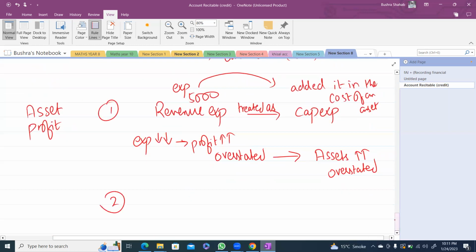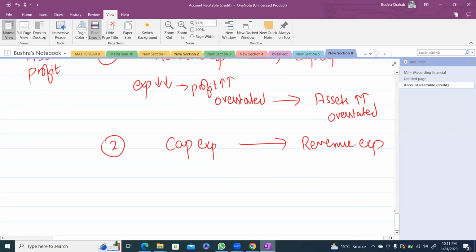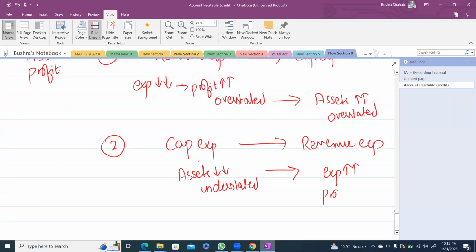And if it's vice versa, that there was a cost of an asset of 5 lakh, but you have written it as an expense in the profit or loss statement, what will happen? Simply, this was a cost and you have written it as an expense. So the amount of the asset will be low; it will be understated. And expenses will increase and profit will also be understated, because obviously when expenses increase, profit becomes low.